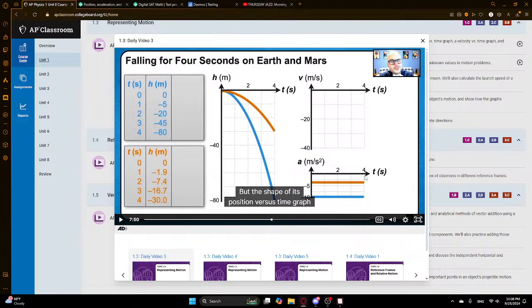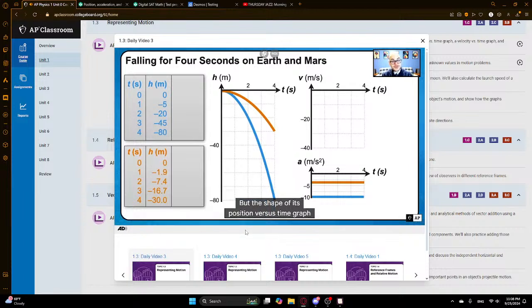This is the acceleration. Alright, the acceleration will usually always be constant unless it changes. Our velocity is probably going to be like this again, right? But the shape of its position versus time graph is the same as on Earth, just scaled differently. That's the shape of a falling object undergoing constant negative acceleration.